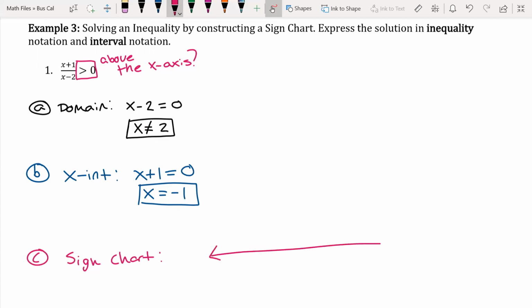There we go. Here's negative infinity. There's positive infinity. Let's go ahead and plot the numbers we just found. Here's going to be -1, and over here is going to be 2. Notice that -1 is a closed circle and 2 is an open circle, because we can be equal to -1. We can't be equal to 2 because that's what the domain says. Okay.